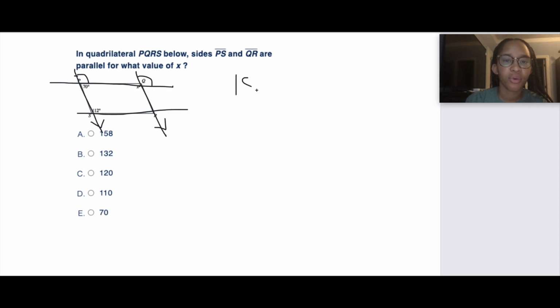So we can do 180 minus 70, and that'll give us 110 for P. And then we already said that P and Q were congruent. So that means Q is also going to be 110. And that means that the correct answer is going to be D, 110.